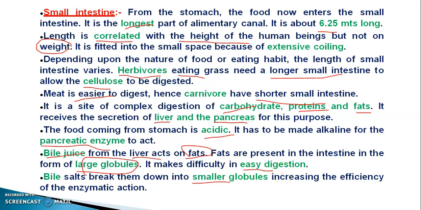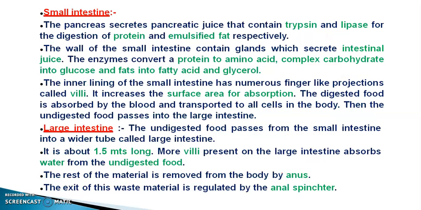Now move to the next part. The pancreas. Pancreas secretes pancreatic juice that contains trypsin and lipase. So this trypsin and lipase is very important for the digestion of the protein and the emulsified fat. Now after this pancreatic action, the food is digested by the intestinal glands, which secrete intestinal juice.